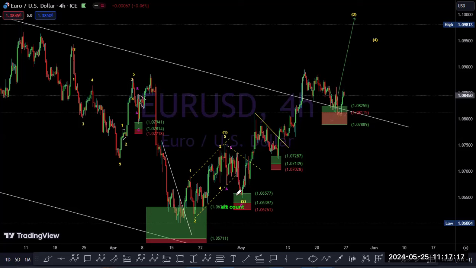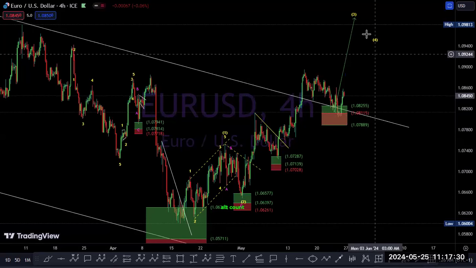Sorry, I bought here. I didn't close it. I didn't add a position from here. I added another one from here. So I have two open positions on Euro USD, and they are still running. The price is still going up.